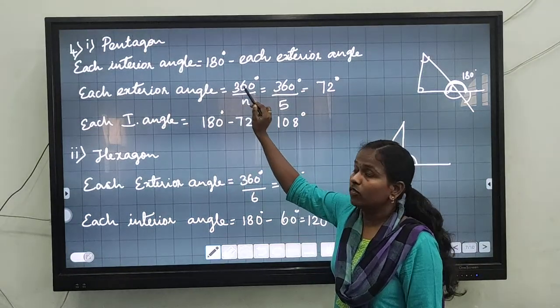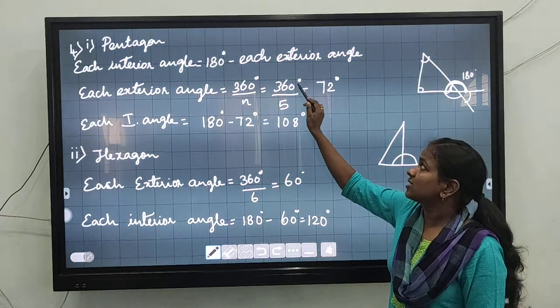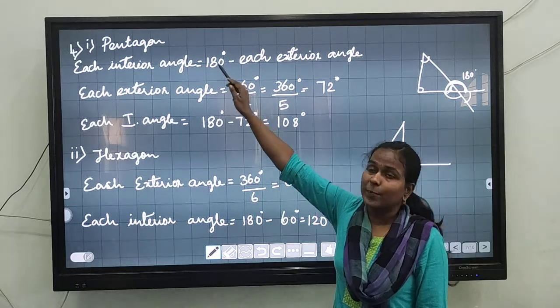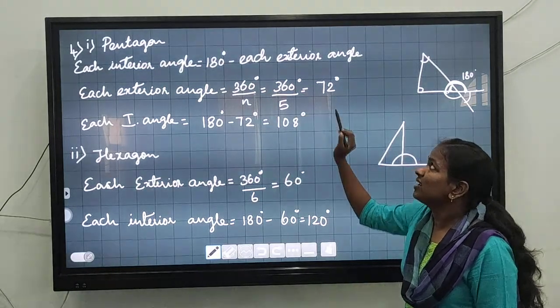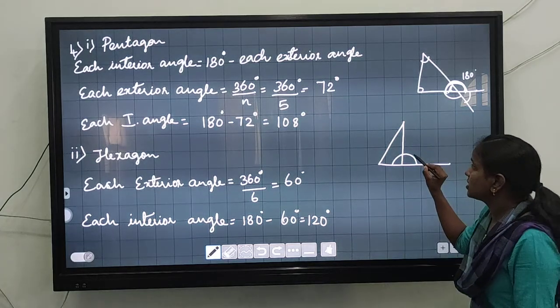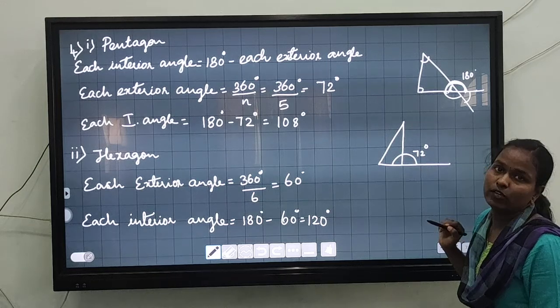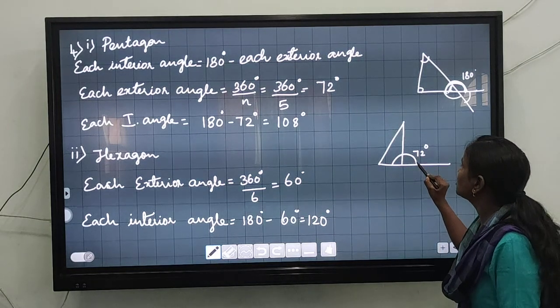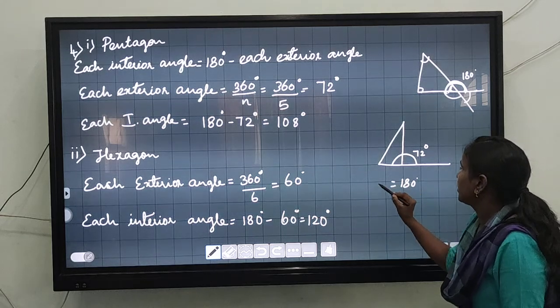So the each exterior angle formula is 360 degree divided by n. So 360 degree divided by n, what is n? Pentagon has 5 sides, so n is 5. If you divide this, you will get 72 degree. That means the exterior angle is 72 degree. We have to find out the interior angle. You know the sum of these two angles is equal to 180 degree.